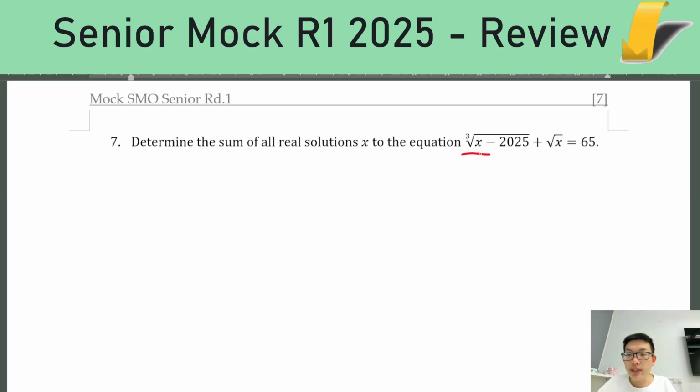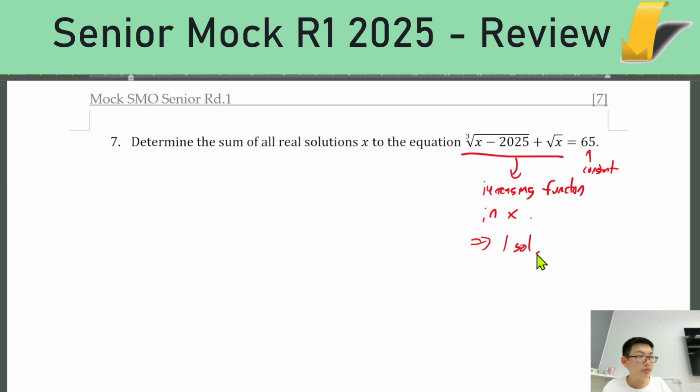To just recognize that this is actually increasing. So increasing function x, you don't need to differentiate in order to know that, right? I mean, cube root is going to get bigger and bigger. X has to be positive, but x minus 25, even if it's negative, I know cube root is still an increasing function. So no differentiation required. Square root is obviously increasing as well. And so therefore, for it to be a constant, that means that there's only going to be one solution.